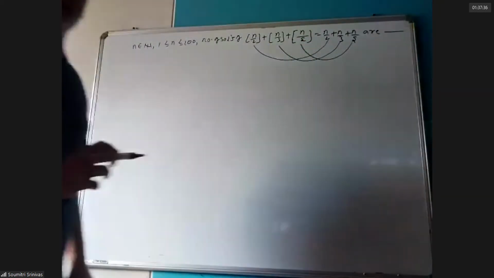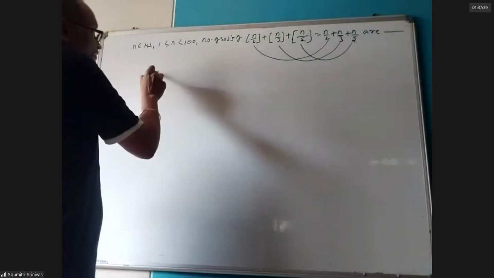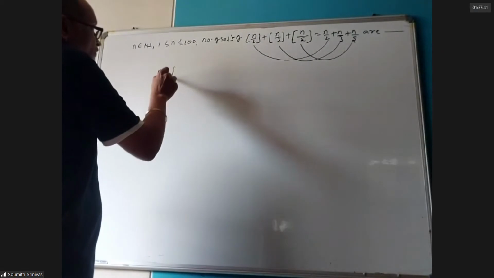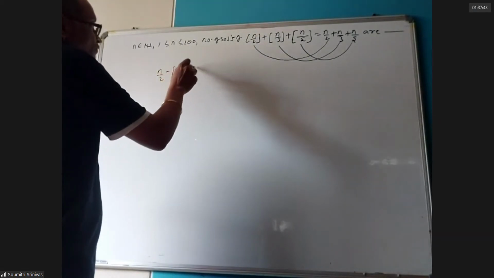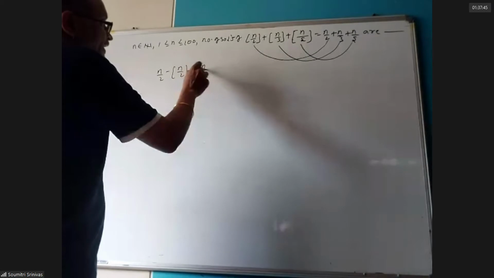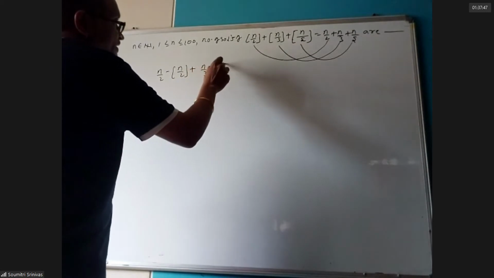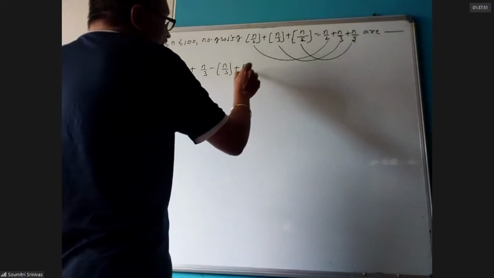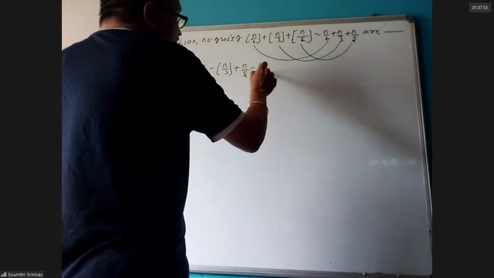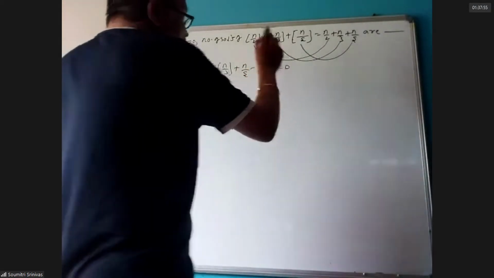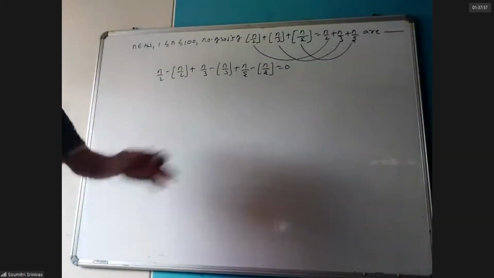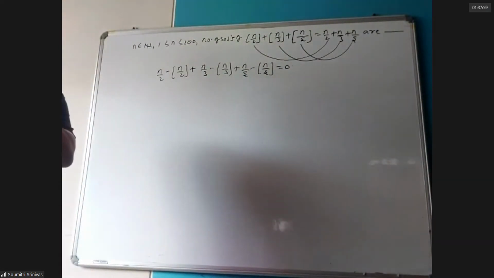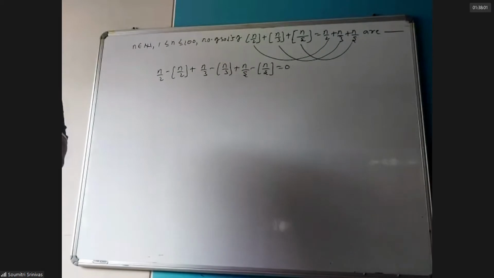How do I write this one? N by 2 minus step n by 2. N by 3 minus step n by 3. N by 5 minus step n by 5, which is 0. Am I correct? Yes, sir.